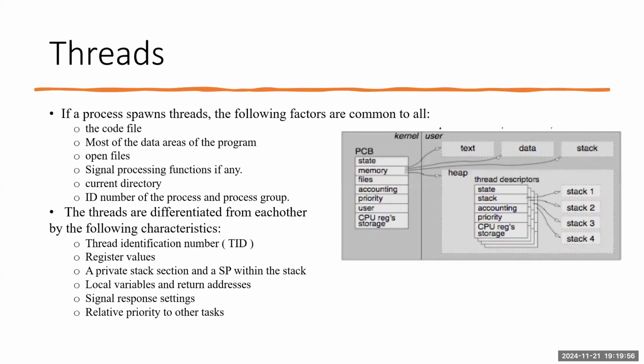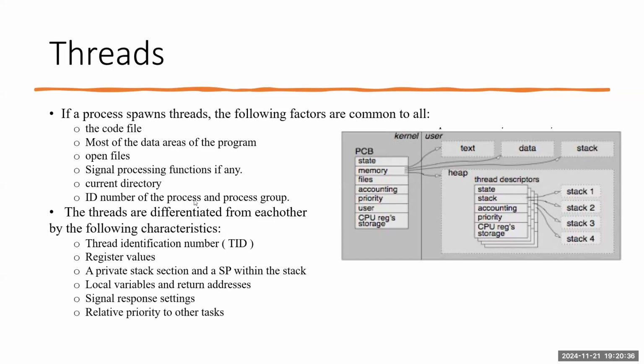Okay, so a thread. What about more about threads? So here you have a picture. Well, let's read it. If a process spawns threads, the following factors are common to all. So we said this already; we're saying this over and over again. They have a common code file. Most of the data areas of the program are the same. Open files are the same. Signals: if a signal was sent to the process, the function for processing a received signal will be identical in the thread. The current working directory is the same.